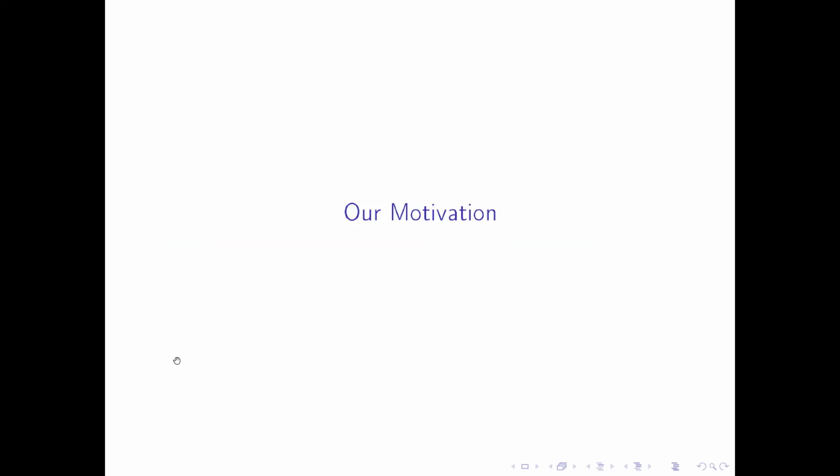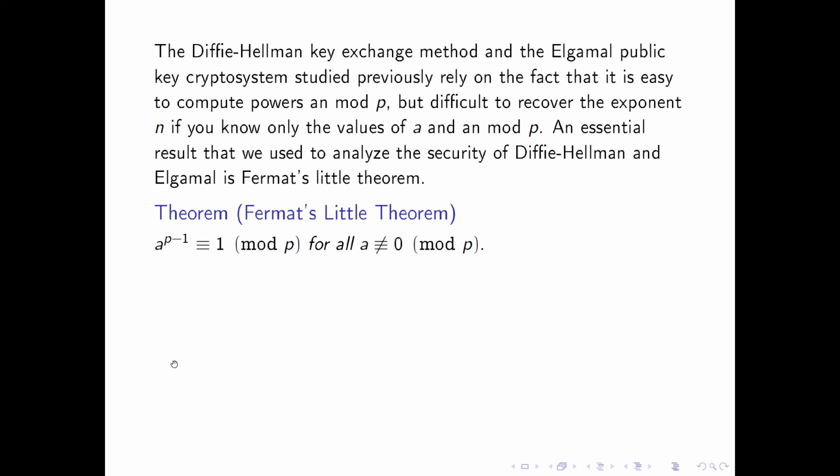So we did this. Why? Well, remember the Diffie-Hellman key exchange and the ElGamal public key encryption relied on the fact that it's easy to compute powers of a to the n mod p, but it's difficult to recover the exponent n if you only know a and a to the n. That's what this is all dependent on. The difficulty is based on that, but at the same time, we can analyze the security of it because of Fermat's little theorem.